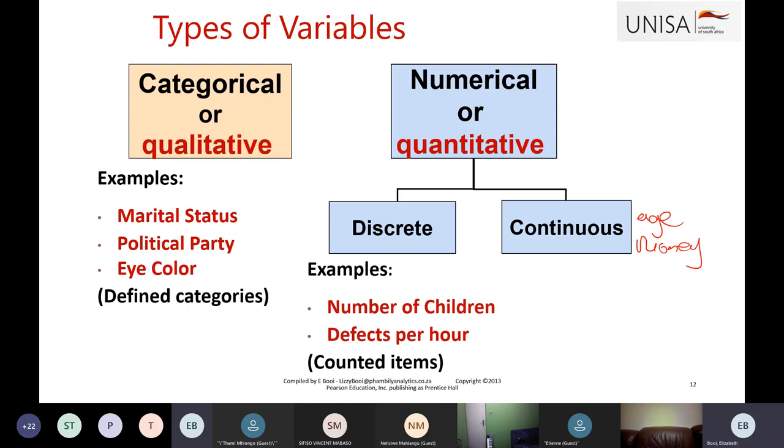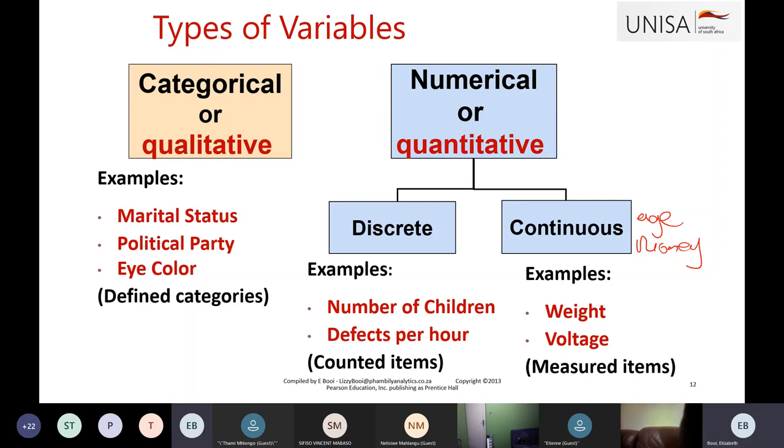So, discrete variables are variables that you can count. Number of children that you have, defects per hour, like in a factory, when you count how many defects the machine drops out or spills out, you can count those because the items are individual items. Continuous are things that we measure, like weight, height, voltage, temperature, and so forth. Don't worry, I'm going to ask you to do an exercise just now. So remember that. Categorical data is data that you can observe and put into categories.